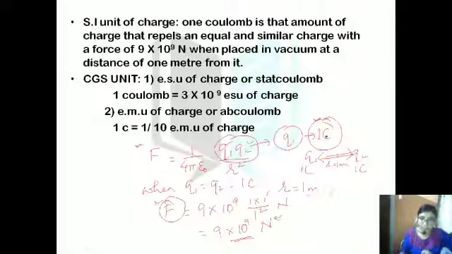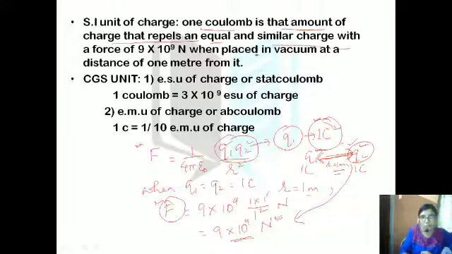From this we can define 1 coulomb. So 1 coulomb is that amount of charge which will repel an equal and similar charge with a force of 9 into 10 to the power 9 Newton when placed in vacuum, and the distance between them is 1 meter. That is the definition of 1 coulomb.